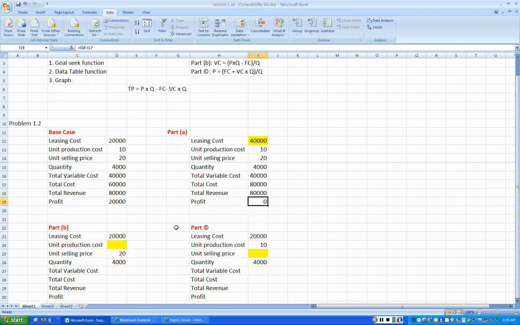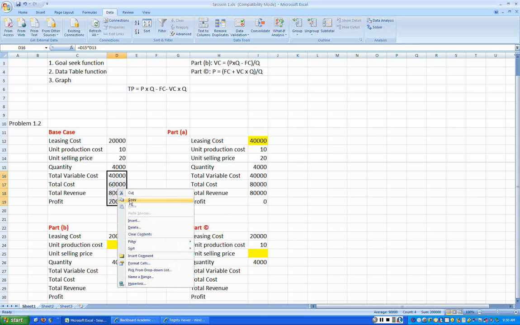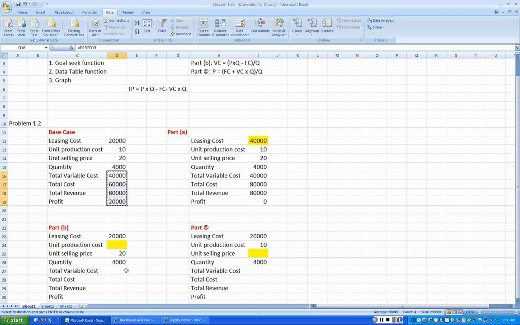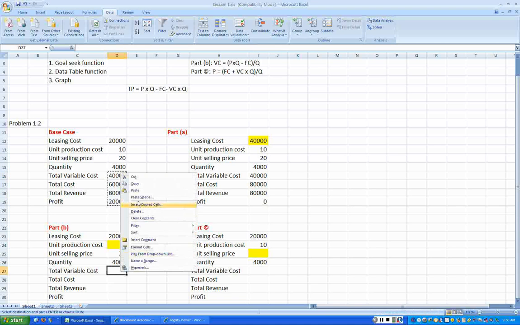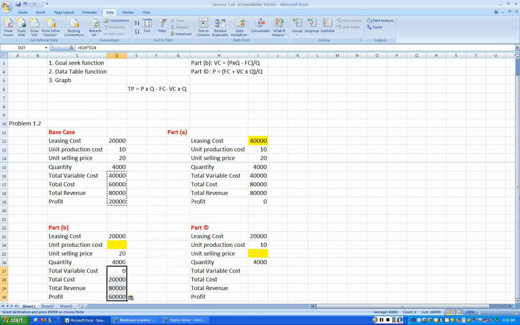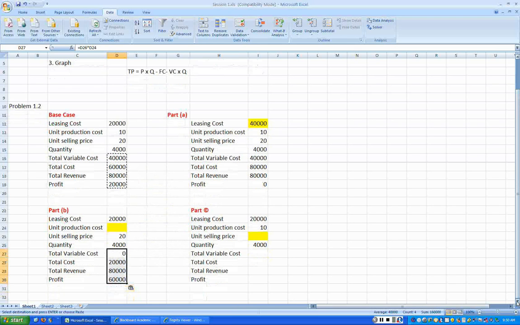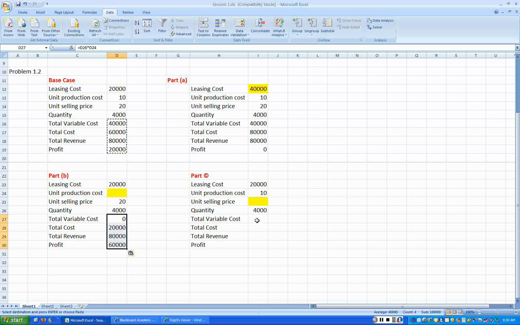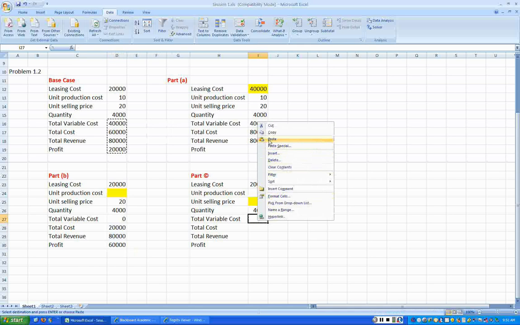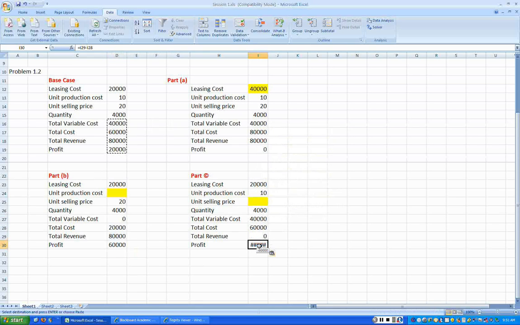And what I'm going to do is copy the formulas. For this, I'm just going to copy, and then paste them here. Paste them there, and also I will paste the same.